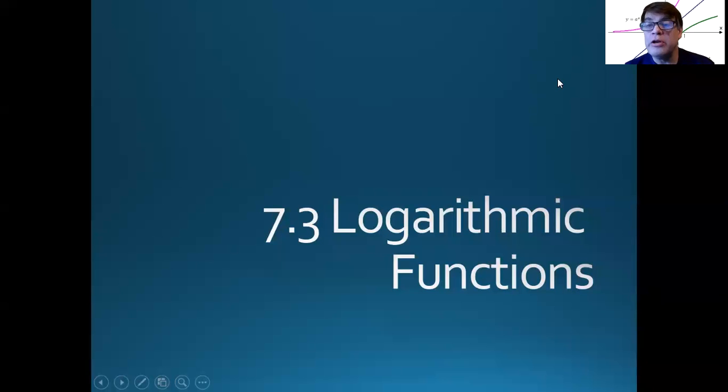Hello, this video is on logarithmic functions. We're on a long journey through James Stewart's calculus textbook. We're in chapter 7, which is on inverse functions. And the third section is on a particular kind of inverse function, namely logarithmic functions.